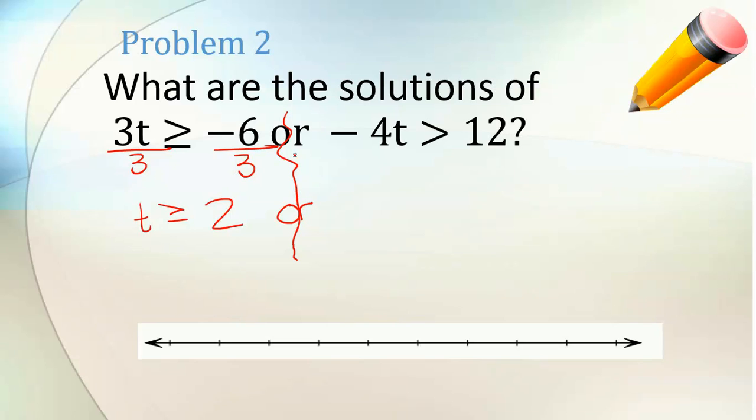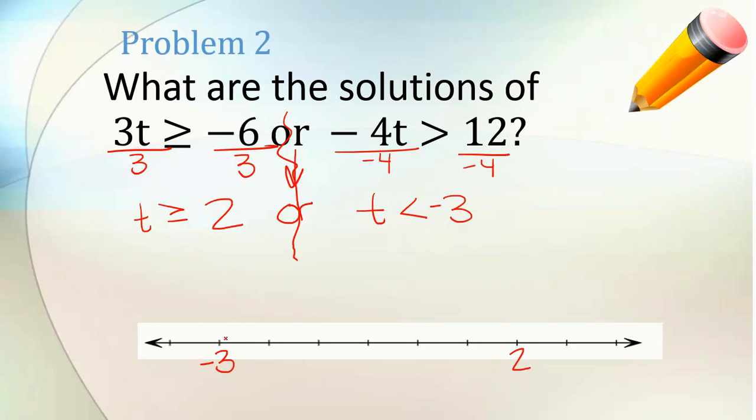Let's keep that or going. Negative 4t is greater than 12. So to get t alone, I got to divide by negative 4. So I'll get t is, oh, wait, I divided by a negative. Got to flip the sign. So I got 12 divided by negative 4 is negative 3. So, negative 3 is one of my answers, and negative 2 is one of my answers.